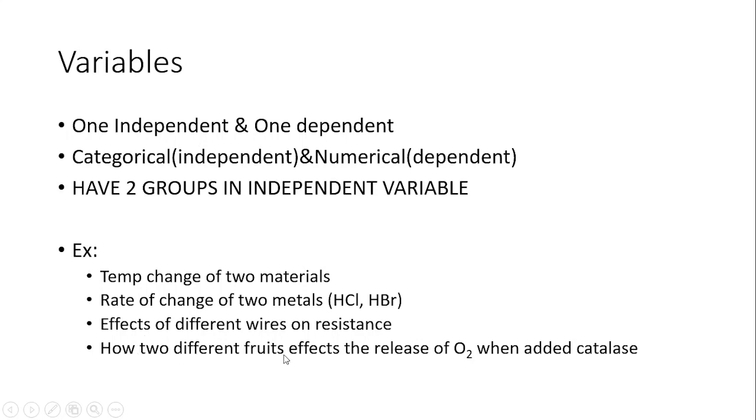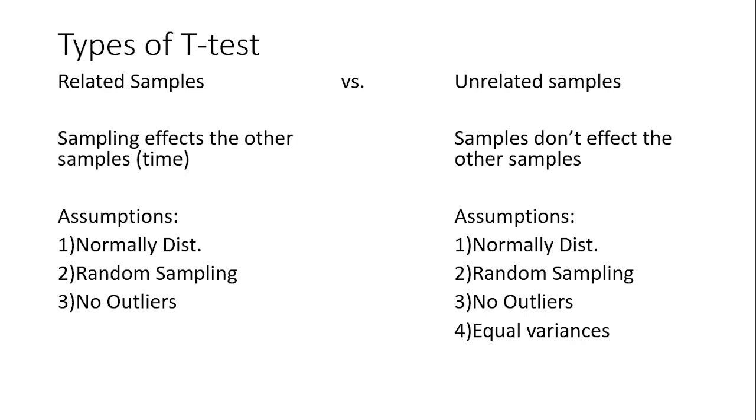And how two different foods affect the release of oxygen when catalase is added. Two different foods, amount of oxygen released, so you would do a t-test as well. Types of t-test. Let's see.